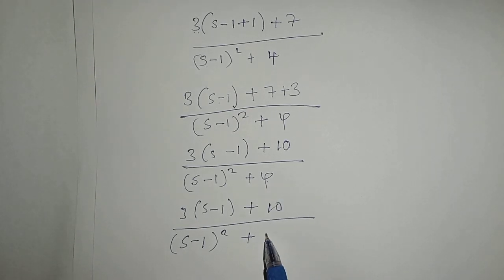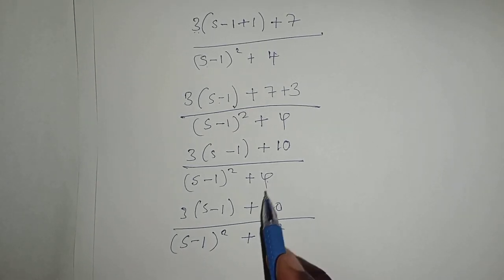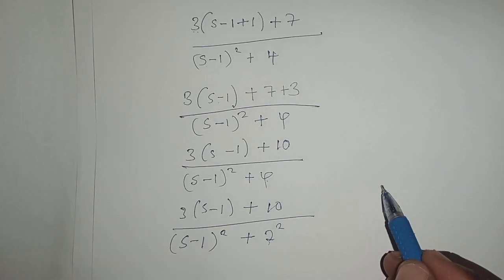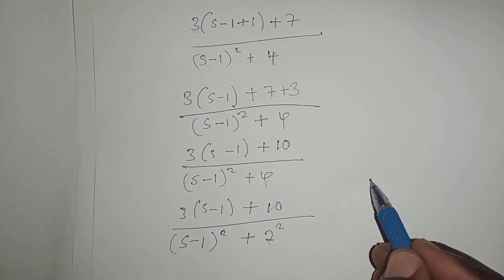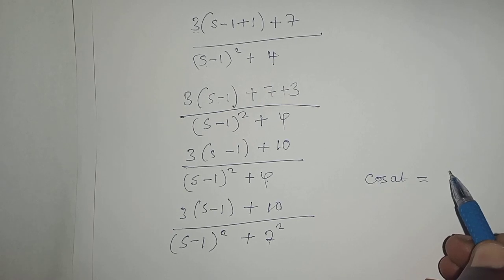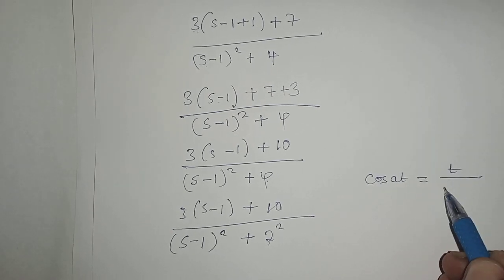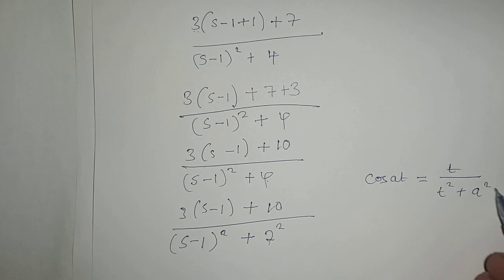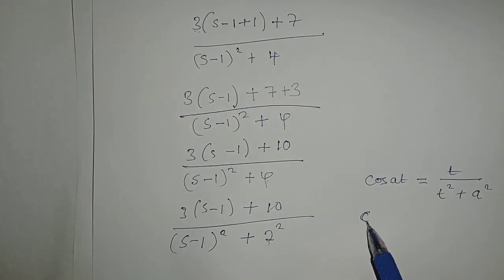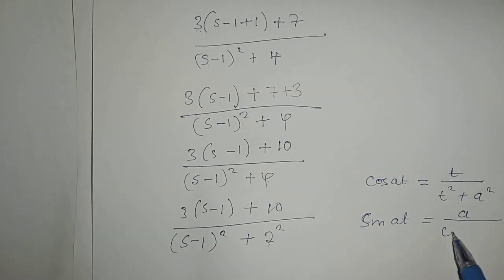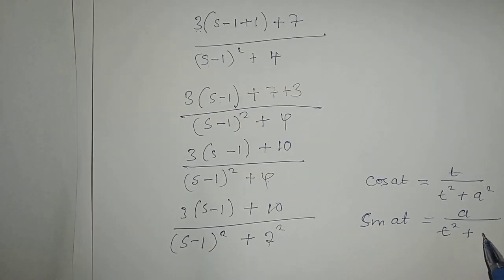So we'll change this, it will be 2 power 2. You see, 2 power 2. Because in the Laplace table, there are two properties which say that cos(at) is equal to s over s squared plus a squared, okay? The other one is sin(at) is equal to a over s squared plus a squared.